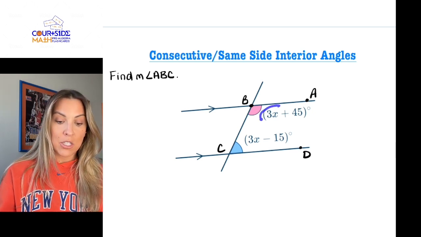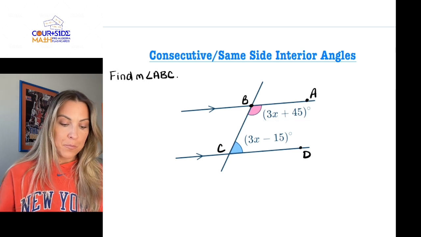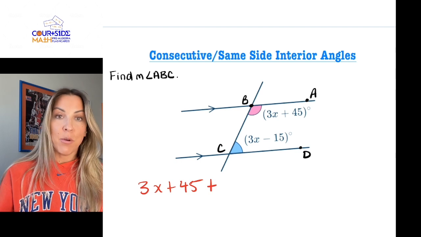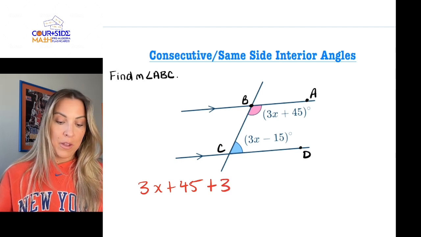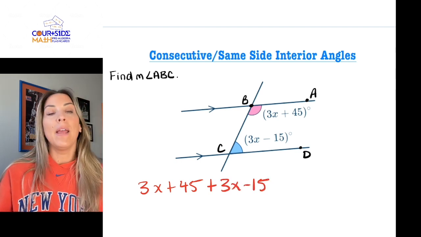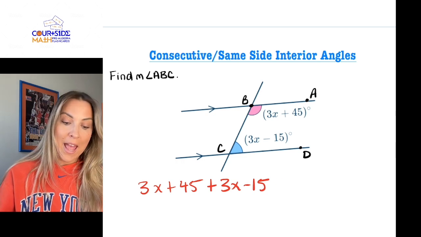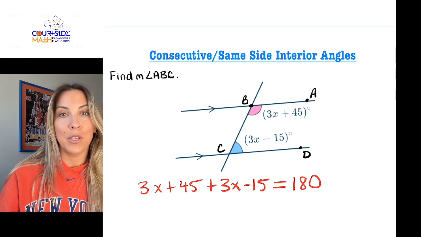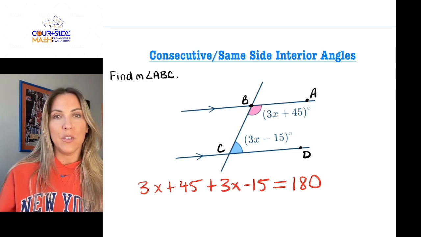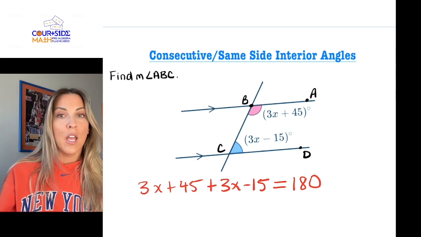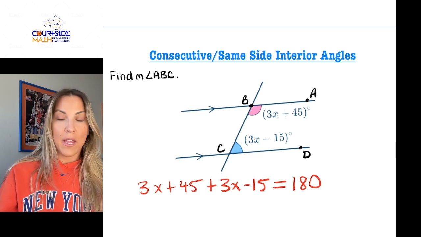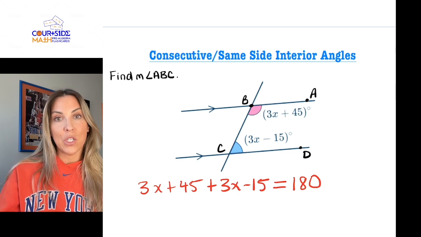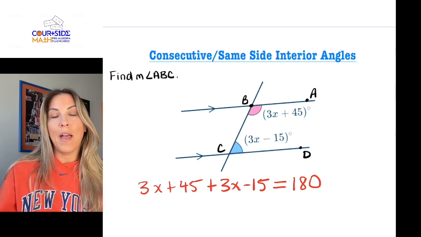So I'm going to take the expression that represents one of the angles, 3x plus 45, and I'm going to add it to the expression that represents the other angle, 3x minus 15. And because I know they're supplementary, I know that when I add them up, it should equal 180 degrees. So the hard part is coming up with the equation. Solving it is probably going to be easier, but I'm going to walk you through it now. So again, we set this equal to 180 because the two angles are on the same side inside the parallel lines. That means they're supplementary. Supplementary means when I add them, I get 180.